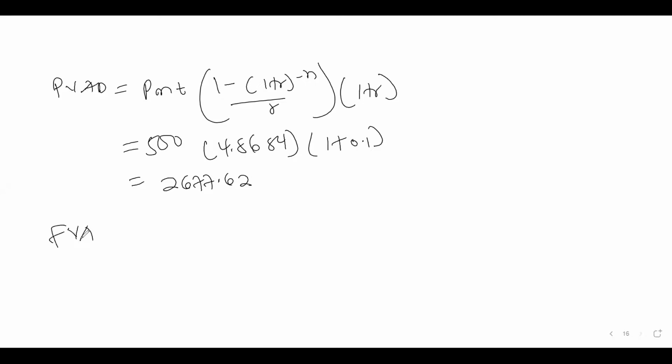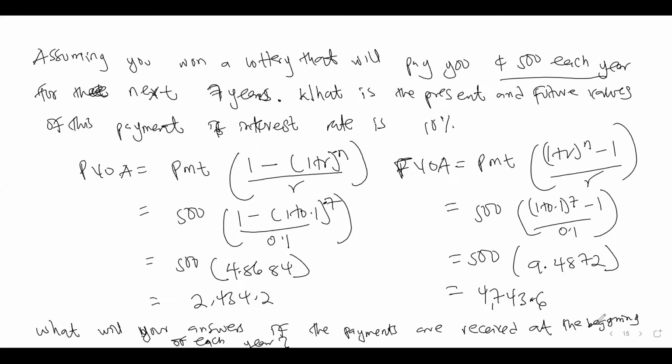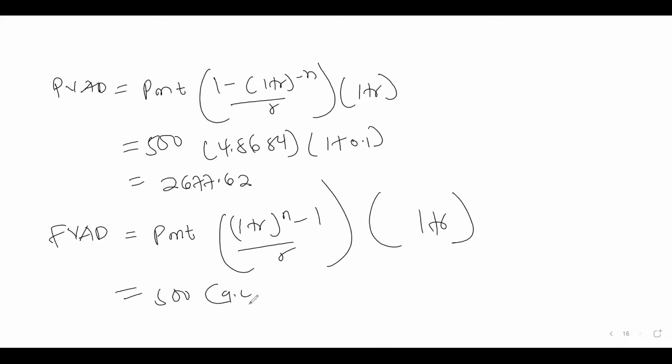The future value of annuity due, multiply by 1 plus r. So here also, 9. Okay.